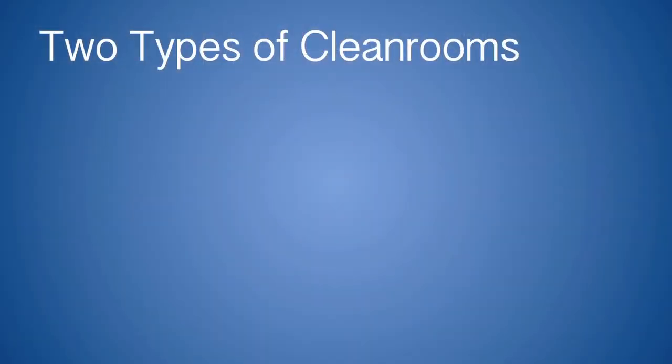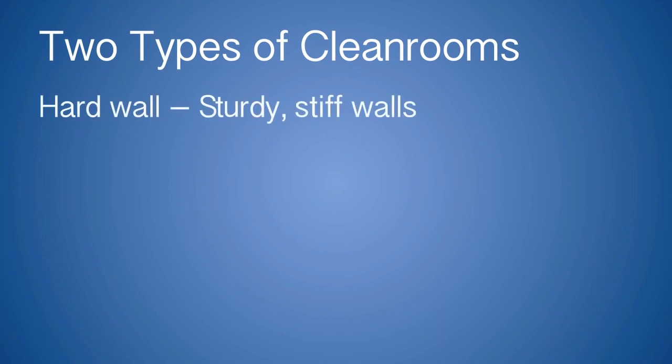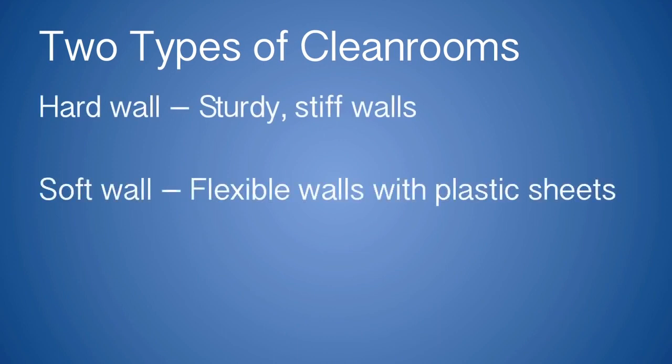There are two different types of cleanrooms. Hard-wall cleanrooms have sturdily constructed, rigid walls. Soft-wall cleanrooms have flexible walls, such as plastic sheets or strips. Hard-wall cleanrooms are typically cleaner than soft-wall, but the processes to avoid contamination are similar in both.